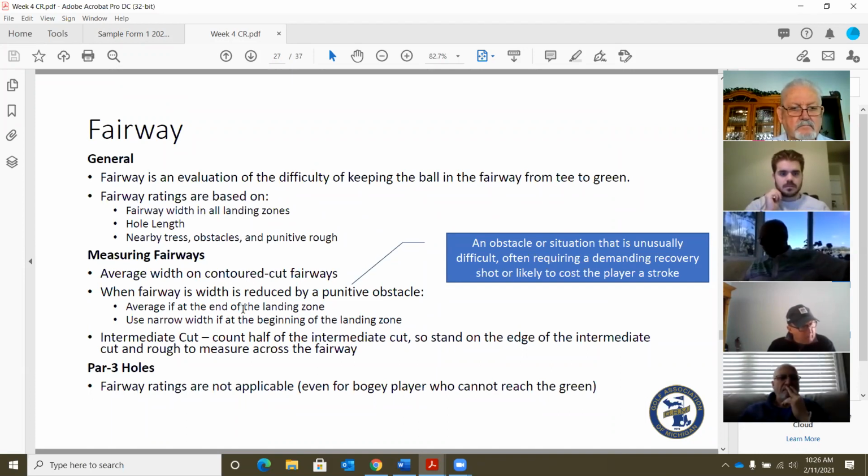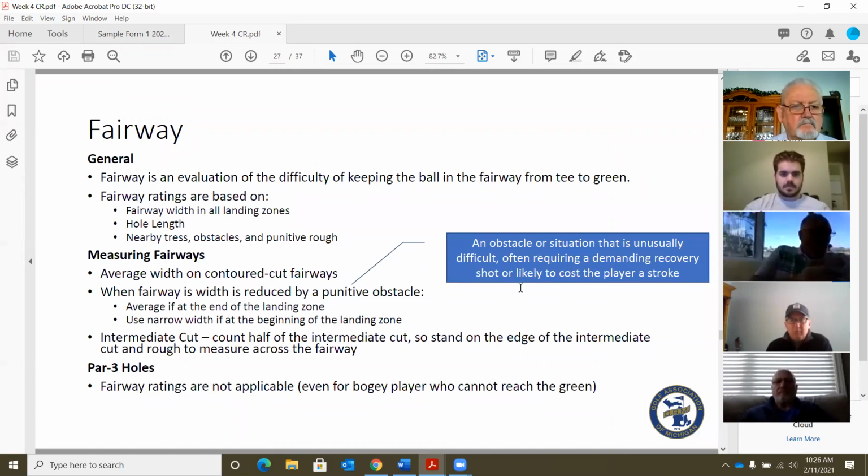Okay, when we're measuring fairways, we take the average width on our contour cut fairways. And when the fairway width is reduced by a punitive obstacle, again, the punitive definition is an obstacle or situation that is unusually difficult, often requiring a demanding recovery shot or likely to cost the player a stroke. And we average it, in this case, by a punitive obstacle. We average it if it's at the end of the landing zone, or we use the narrow width if it's at the beginning of the landing zone.